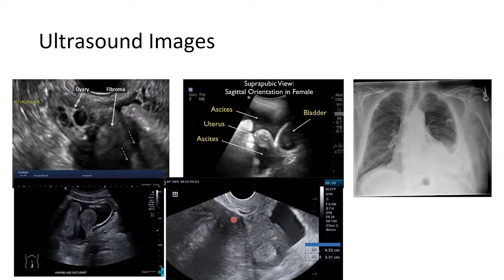So on X-ray, you can see there is pleural effusion there. There is right pleural effusion, right-sided pleural effusion.